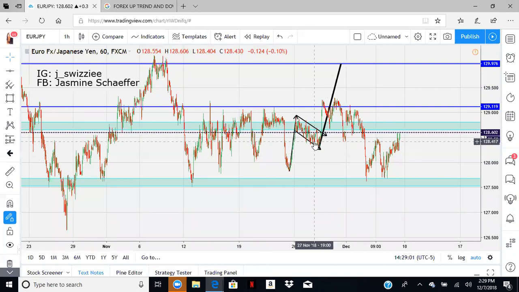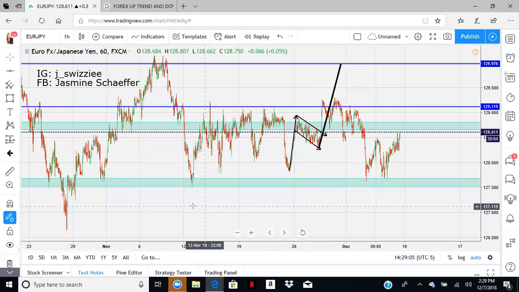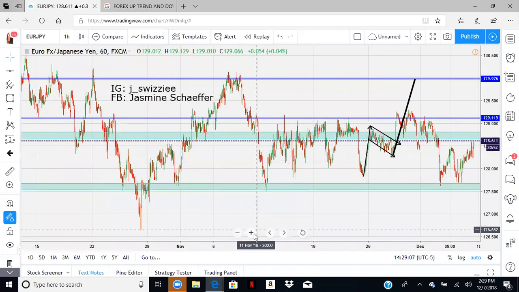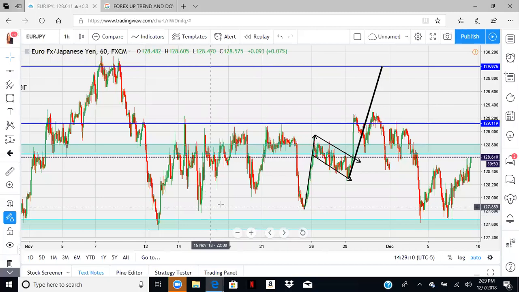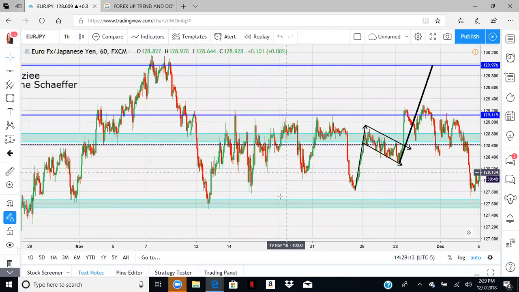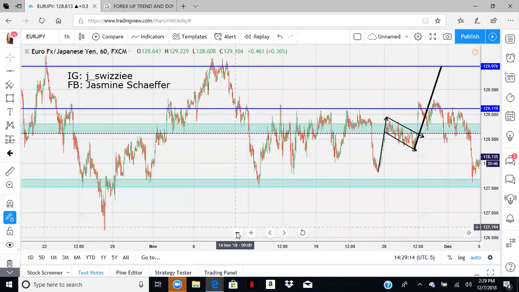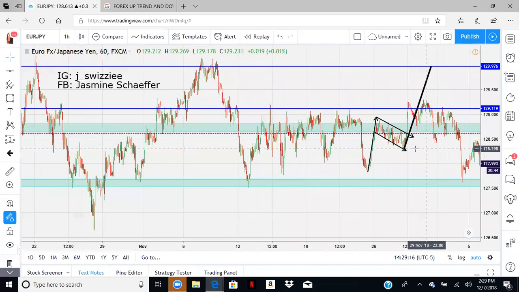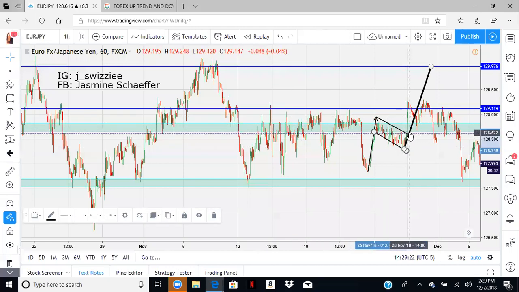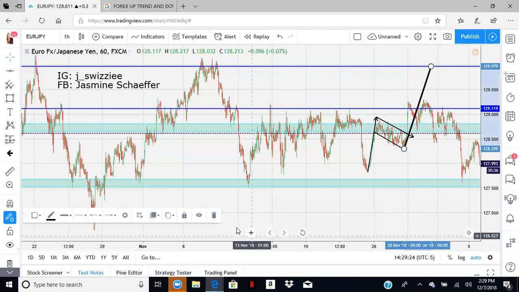This was EJ. This was the flag that we saw on EJ. So I want to show you guys, we entered perfectly here. I can show you the fibs on this one as well. Let me delete all this.